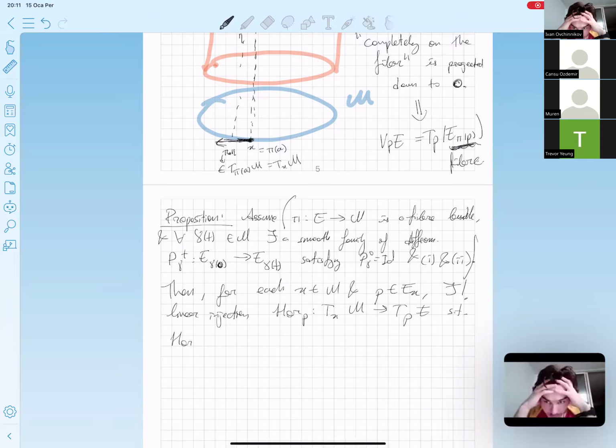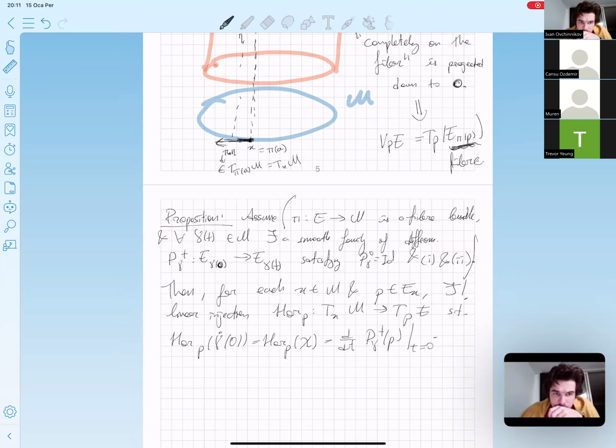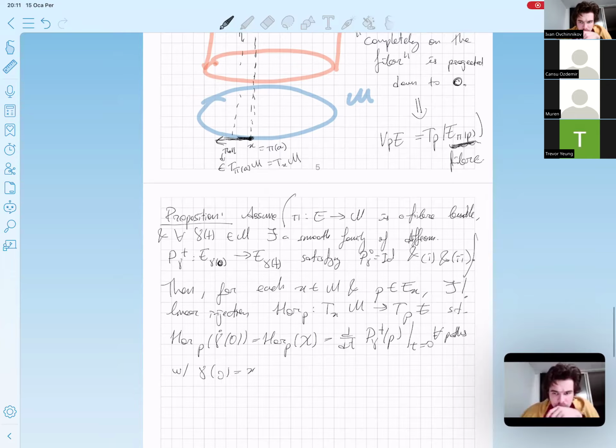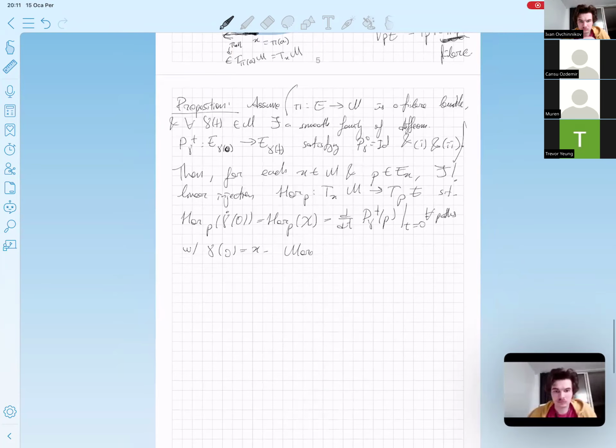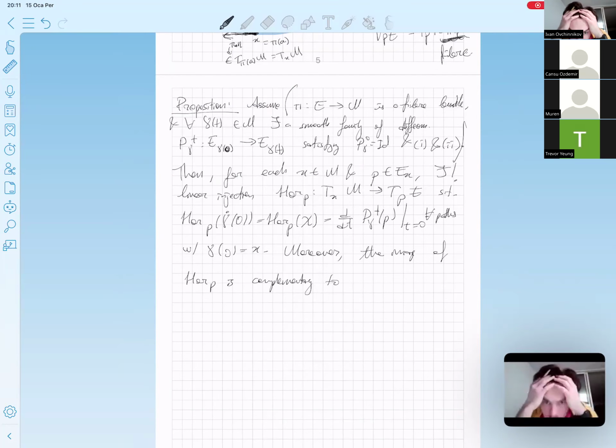Such that horizontal P over this, which is hor P of big X, equals this, for all paths with starting point, so that's gamma of P. Moreover, the image of hor P is complementary to this vertical subspace in the tangent space of P and E.